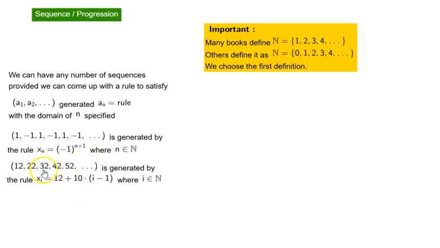Again, we have 12, 22, 32, 42, dot, dot, dot. This is generated by the rule x sub i is equal to 12 plus 10 times i minus 1. Now, why i minus 1? Because the first number is 12. That is this. But then this should become 0 for it to be 12.